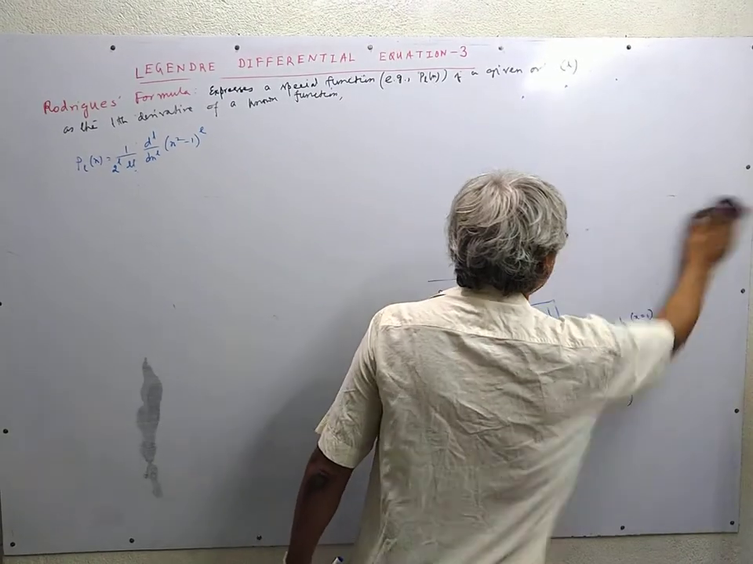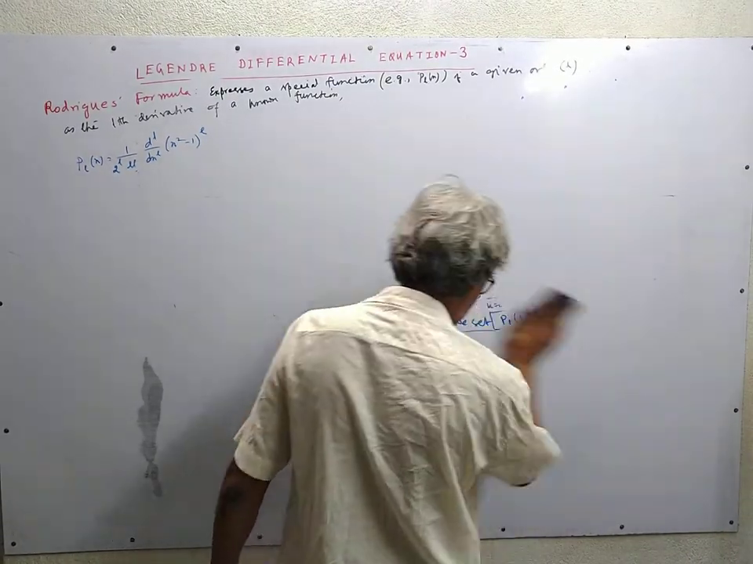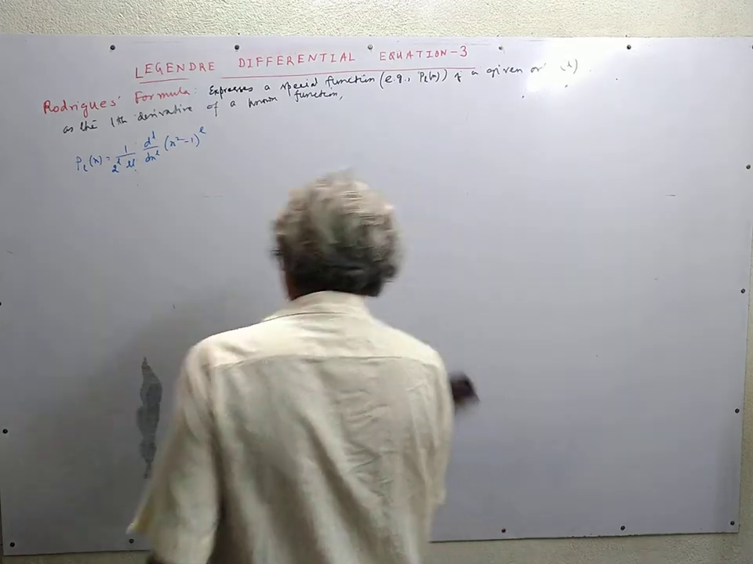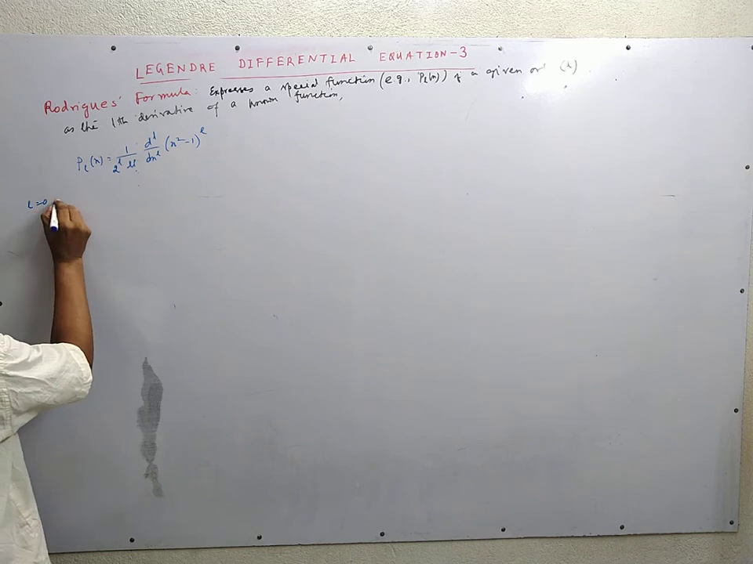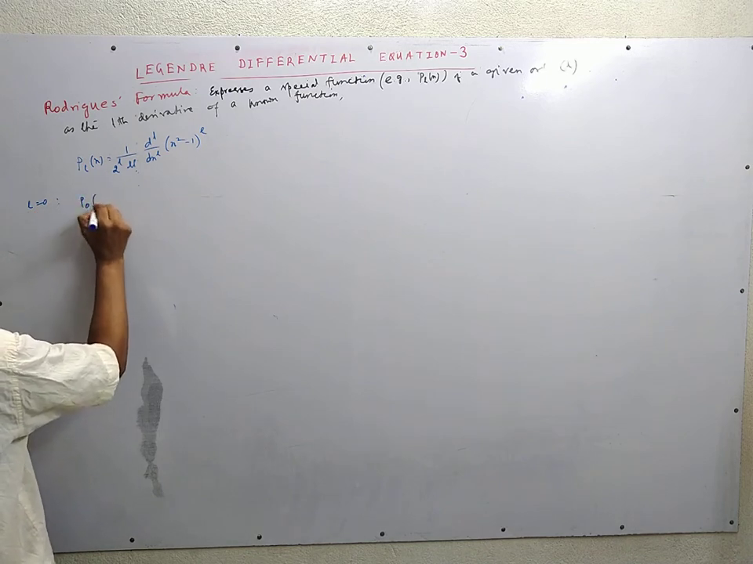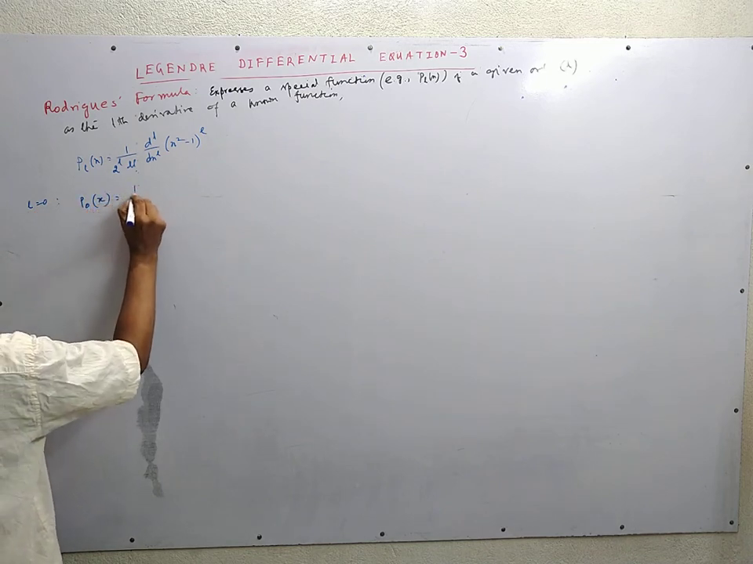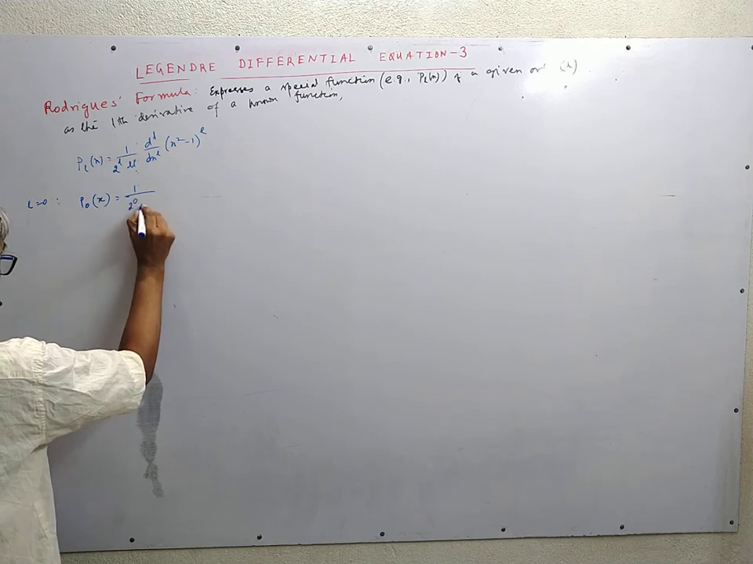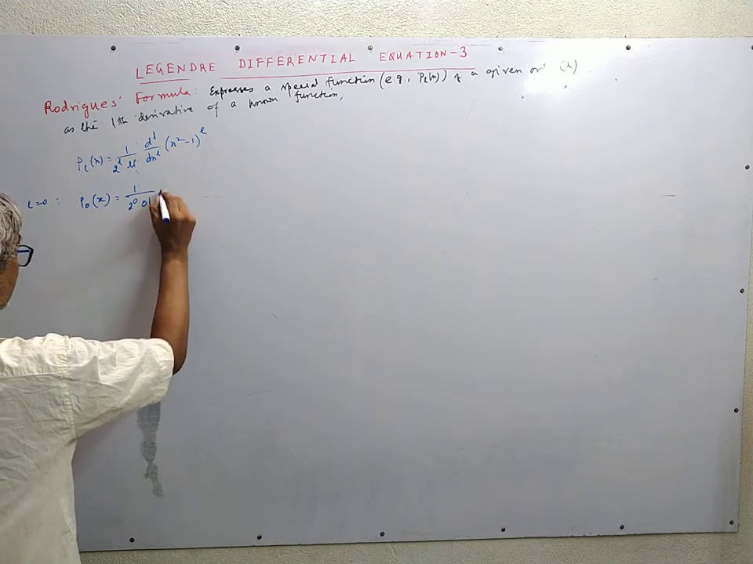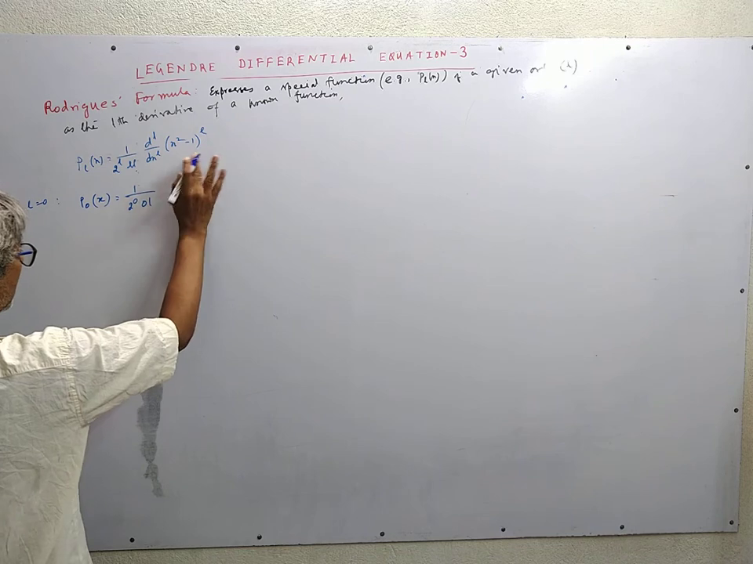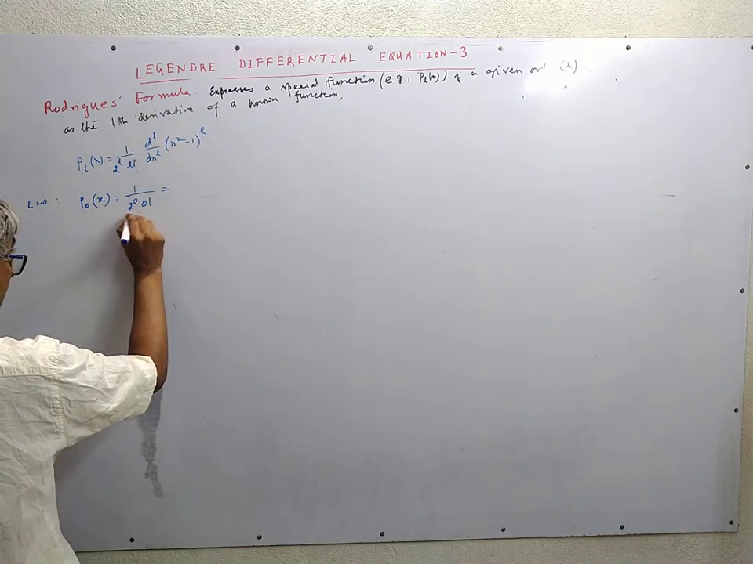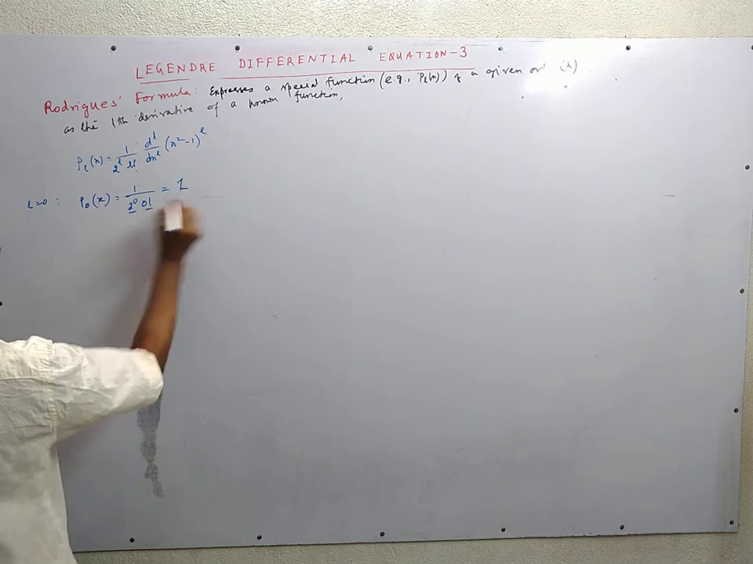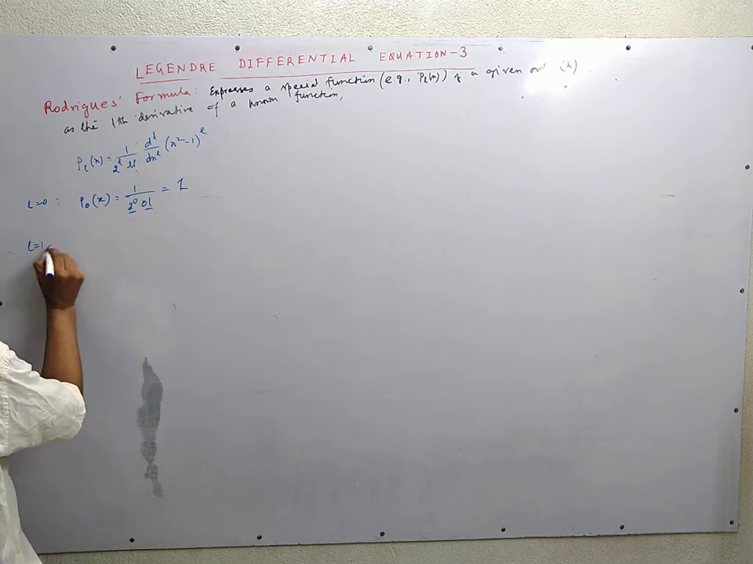Now coming to P0. For L is equal to 0, we have P0 of x is equal to 1 upon 2 to the power 0 factorial, and this is not a differentiation at all. So this is 1, this is 1, so it is 1. Now L is equal to 1.